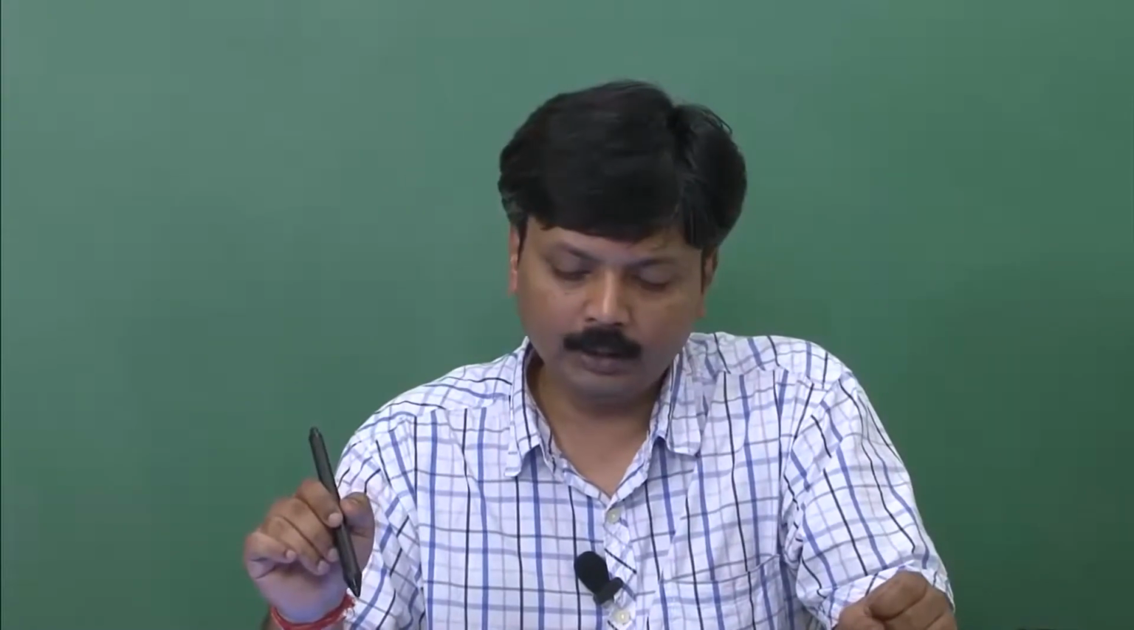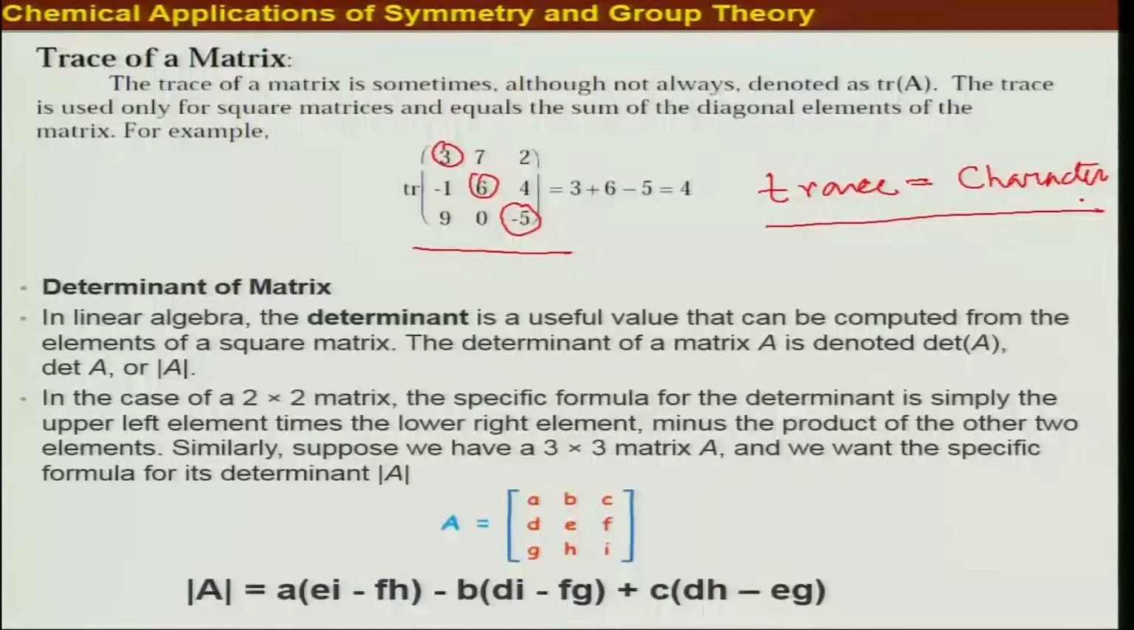Very well. And one more thing I would like to mention here is about the determinant of a matrix. Many of you already know what a determinant is. The determinant is a useful value that can be computed from the elements of a square matrix. The determinant of a matrix A is denoted as either this term or this symbol. In the case of a 2 by 2 matrix, the specific formula for the determinant is simply the upper left element times the lower right element minus the product of the other two elements.